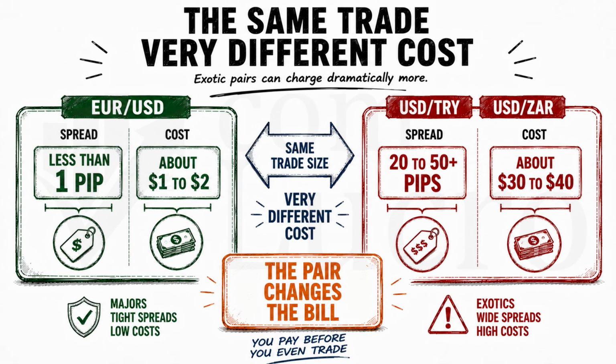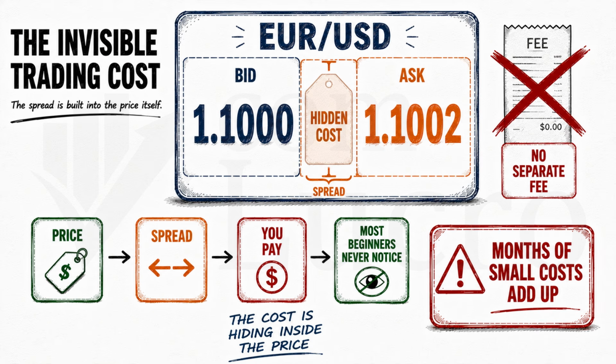Now swing over to an exotic, something like the dollar against the Turkish lira, or the dollar against the South African rand. There, that same spread can balloon to 20, 30, sometimes 50 pips or more. The exact same trade size that cost you $1 or $2 on Euro USD can suddenly cost you $30 or $40 just to walk through the door. And that's the part that catches people off guard, because this cost is invisible. There's no separate fee, no line on your screen that says you were charged this. It's baked right into the price you're already looking at, which is exactly why so many beginners quietly bleed money through the spread for months without ever realizing it's happening.